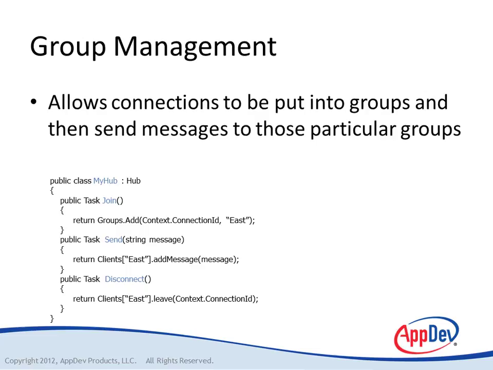In the send task, we are returning the client's object using the indexer to tell it that we want the group east, and then we're executing the client-side function of addMessage and passing the message along. The third task, disconnect, we are returning the client's object. Using the indexer, we are telling it we want the east group, and then we're executing the leave method and passing the context of the current connection ID along. Let's look into Visual Studio and see how this is done.